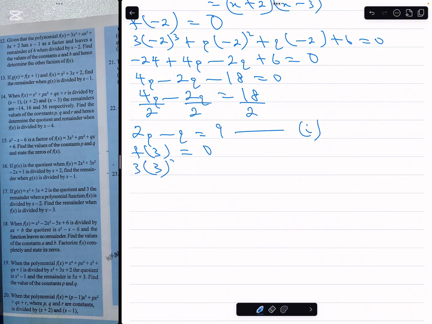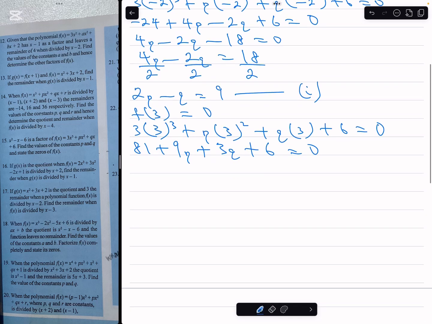That means 3 times the cube of 3 plus p times the square of 3 plus q times 3 plus 6 equals 0. Which simply means the cube of 3 is 27 times 3, 81, plus the square of 3 is 9 times p, plus 9p plus 3q plus 6 equals 0. And that simply means 9p plus 3q plus 87 equals 0.